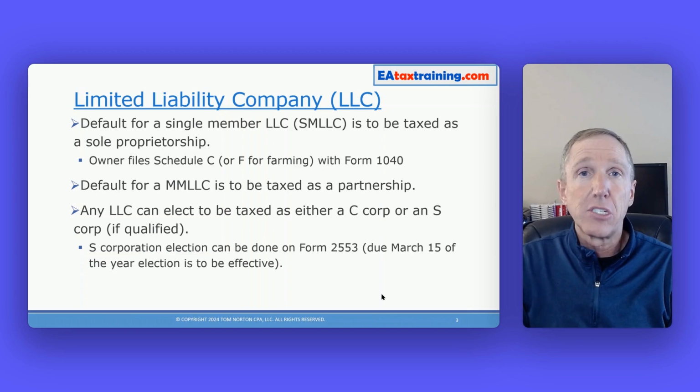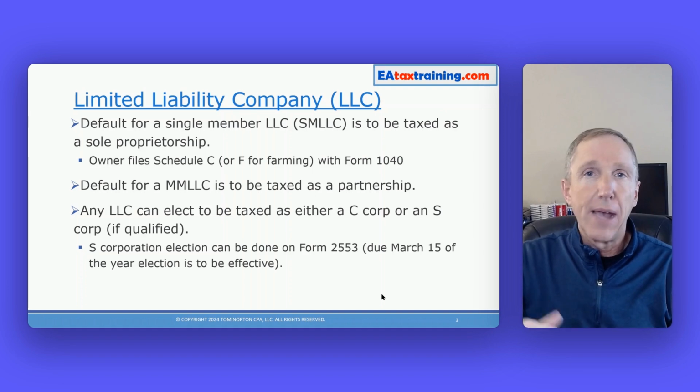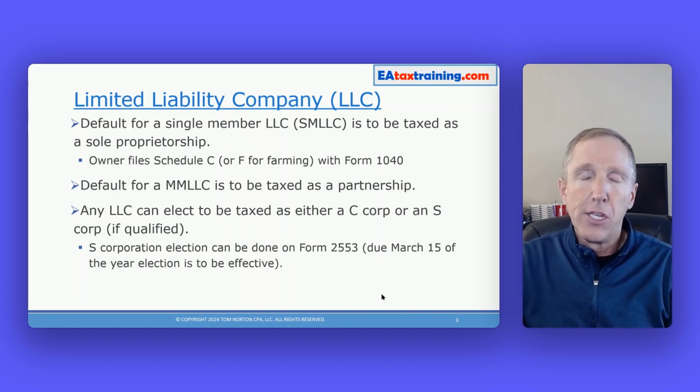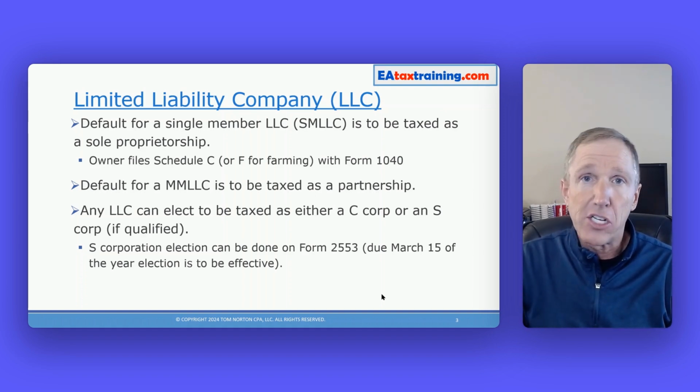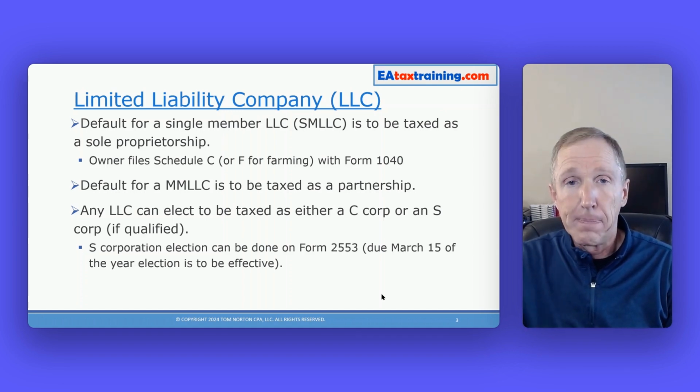Now, the good news is this is a one and done filing. So you file the Form 2553 once, and then you are an S corporation from then on. You don't have to file it every year. You can actually revoke the election in the future if you want to, but absent that, you're just going to be an S corporation from then on.